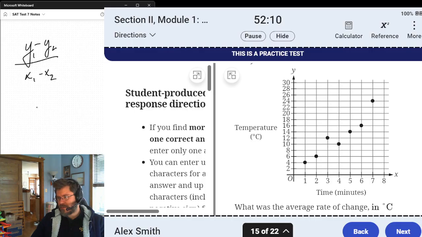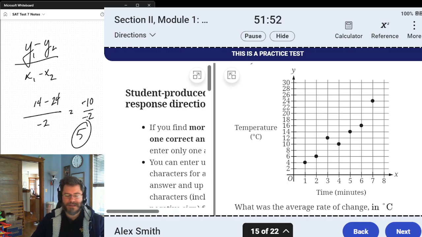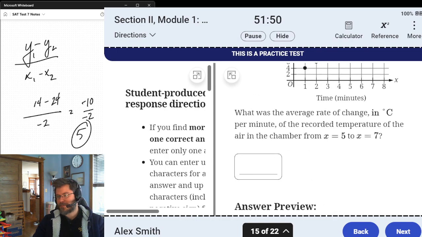Our y coordinate at 5 is 14 minus y coordinate at 7 is 24. 5 minus 7, of course, is negative 2. That's going to be negative 10 over negative 2, which is positive 5. And you could have done that the other way around. You'd end up getting the same number anyway.